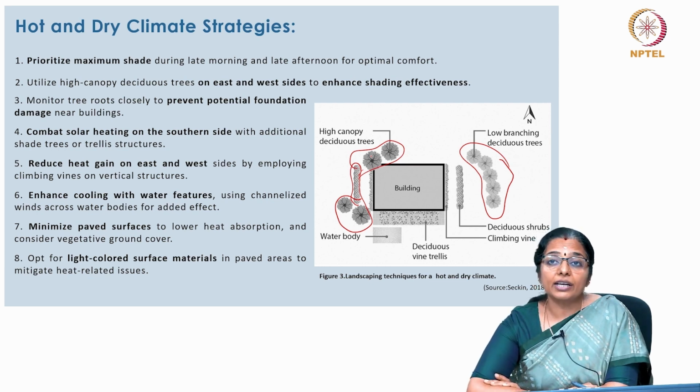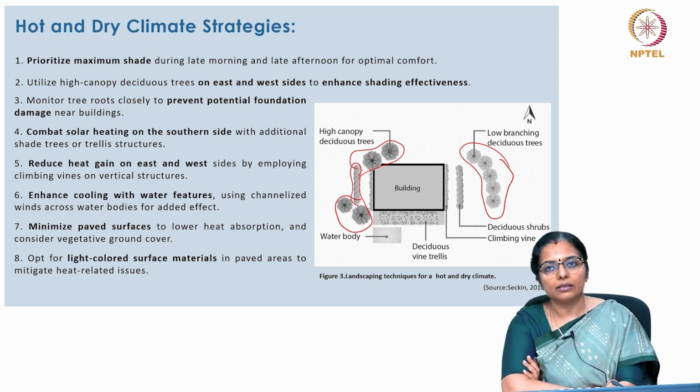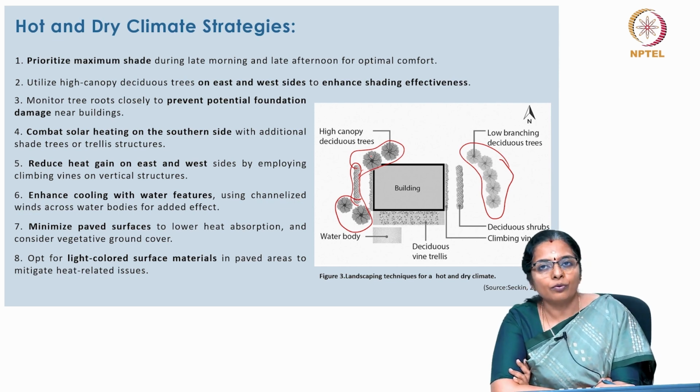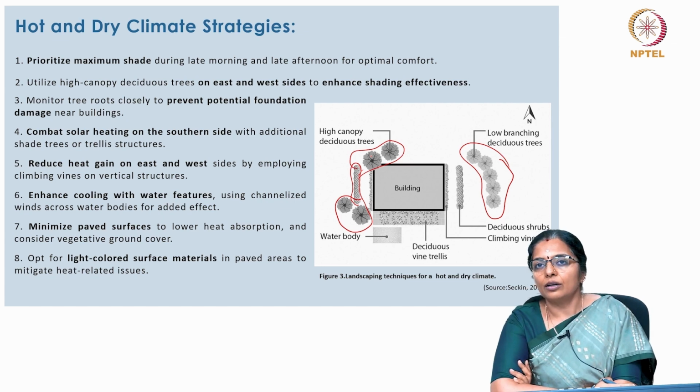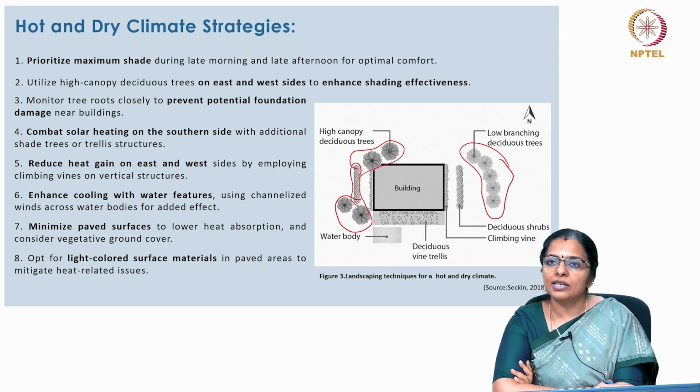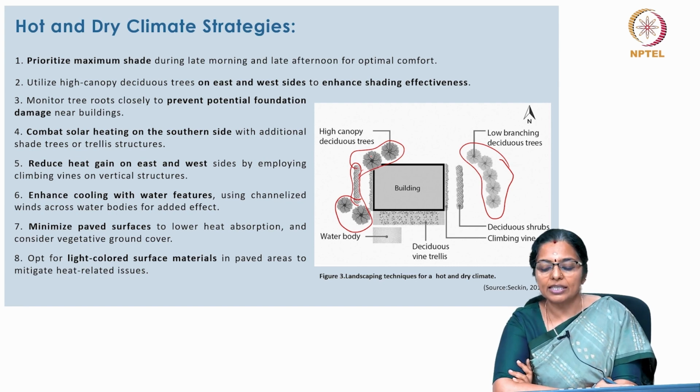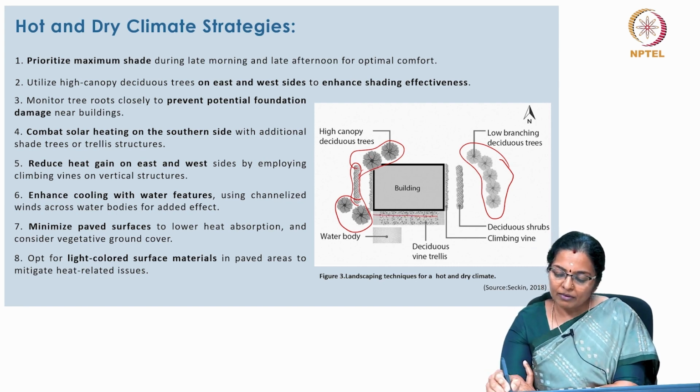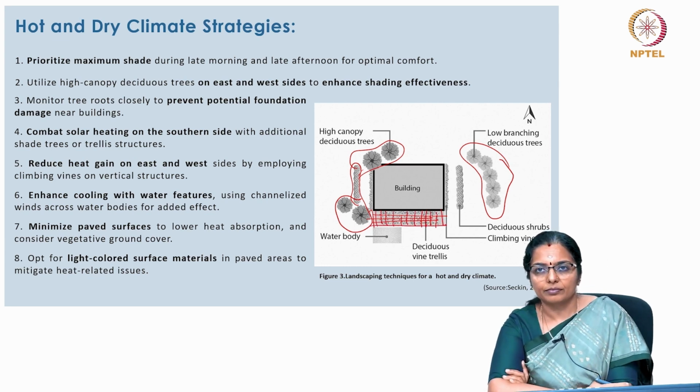We must monitor tree roots closely to prevent potential foundation damage near buildings, because due to dearth of water, the roots tend to move towards any crevices in search of water. Combat solar heating on the southern side with additional shade trees or trellis structure. We must have trellis structure, adequate shading along with a deciduous vine. Reduce heat gain on the east and west.